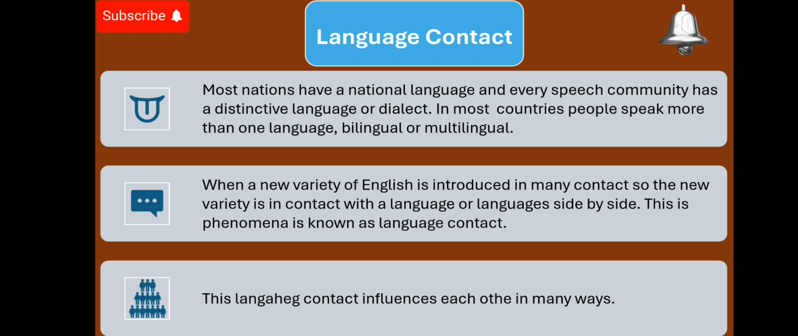And sometimes when we speak Urdu, because we have also acquired English, the English language will affect the accent or pronunciation of my Urdu or Pashto. So these two languages will affect each other. Language contact influences each other in many ways: grammar level, pronunciation level, accent level, vocabulary level, and so on.